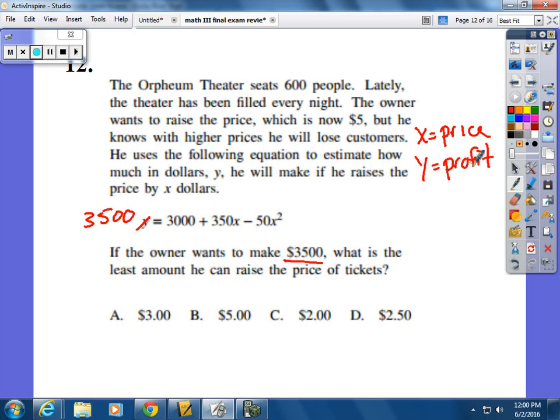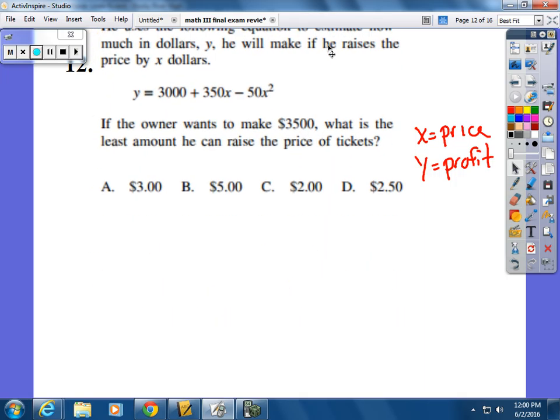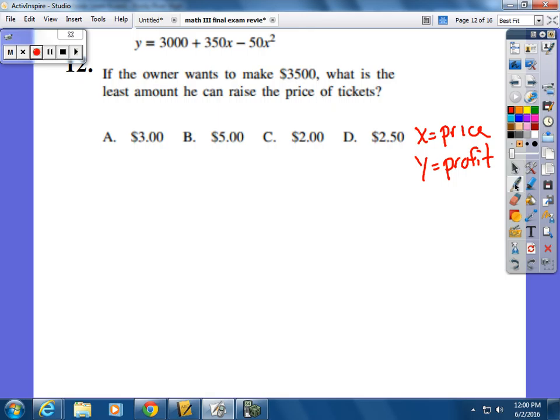Remember, when you read these, it's important to know what your variables stand for. Solve for X. You can use the quadratic formula, or you can just plug numbers in. First, let's erase this. Let's move this up. So I'm going to go like this. So I've got 3,500 equals 3,000 plus 350x minus 50x squared.